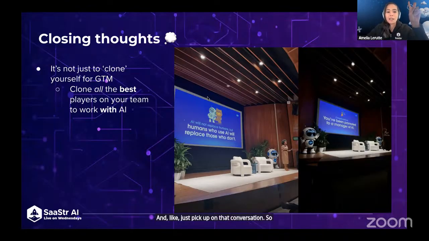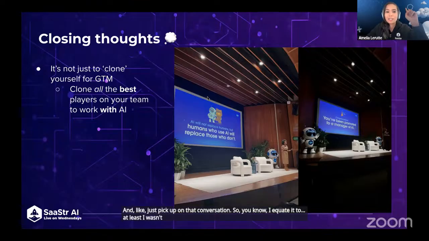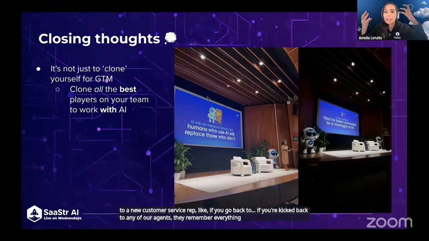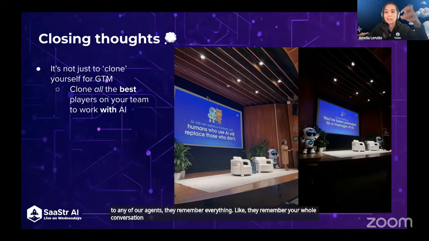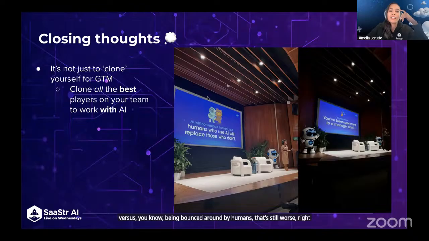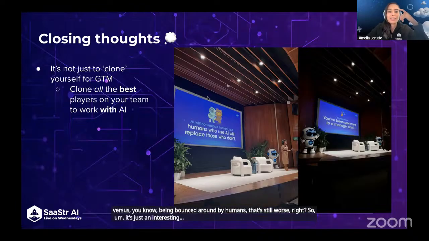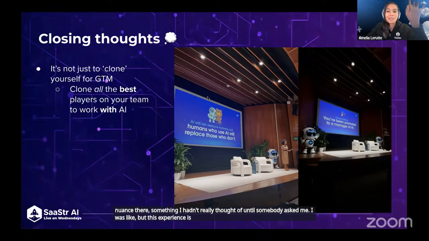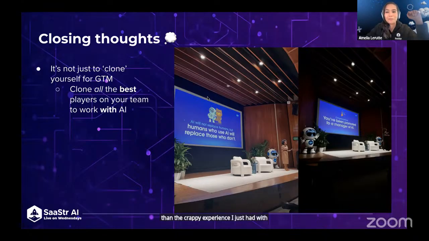So I equate it to, at least I wasn't transferred to a new customer service rep. If you're kicked back to any of our agents, they remember everything. They remember your whole conversation context. They can see what you were doing and actually get you to the right answer. Versus being bounced around by humans, that's still worse, right? So it's just an interesting nuance, something I hadn't really thought of until somebody asked me. But this experience is still better than the crappy experience I just had with a bunch of random human beings who actually could not solve my problem.